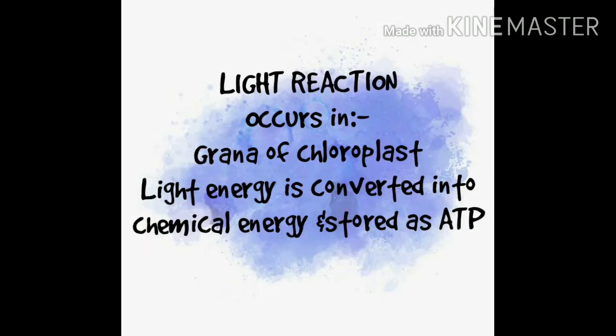The dark reaction occurs in darkness. So, studying in detail about the light reaction, we can say that light reaction occurs in the grana of chloroplast, and here the light energy is converted into chemical energy and stored as ATP. ATP means adenosine triphosphate, which is the major source of energy.